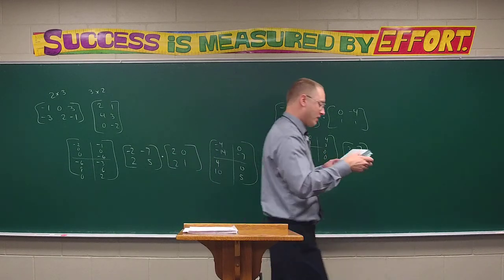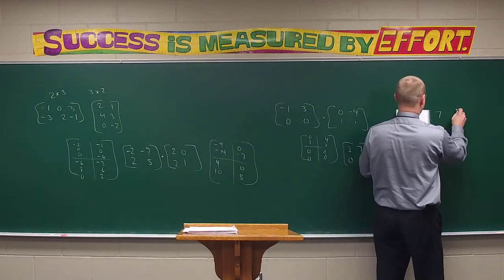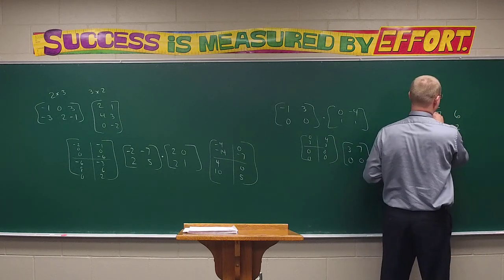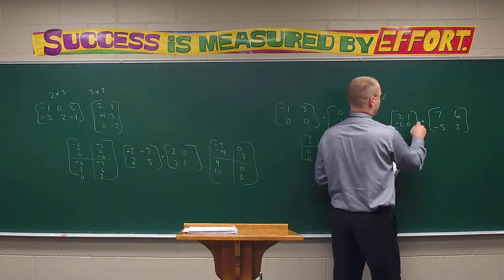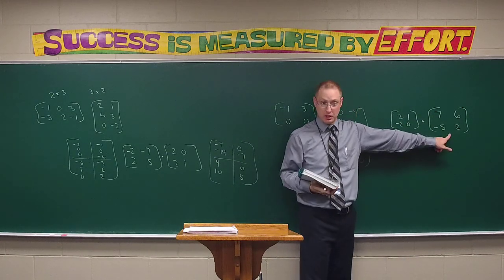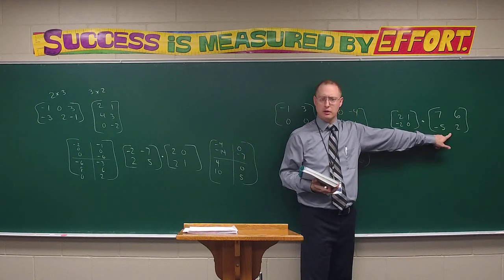Let's see, number 26, similar, right? We're going to add the latter 2 matrices together, 7, 6, negative 5, 2, and multiply that sum by the 2, 1, negative 2, 0. First of all, how many had the correct sum? On the back half there.